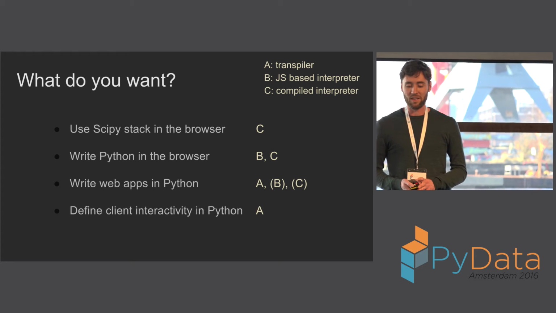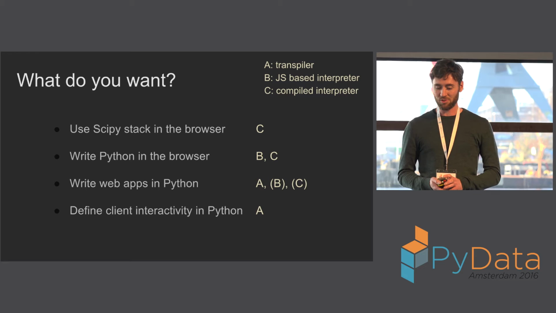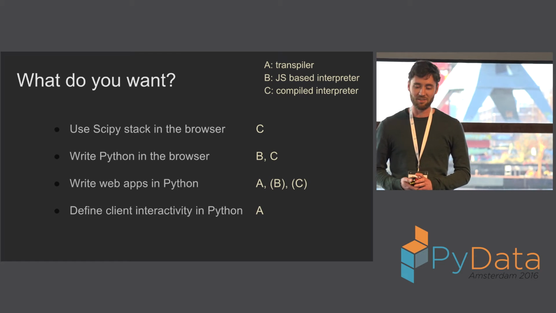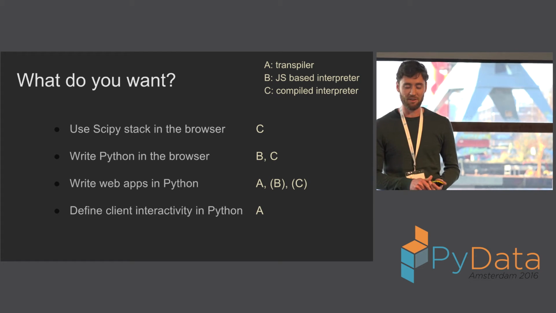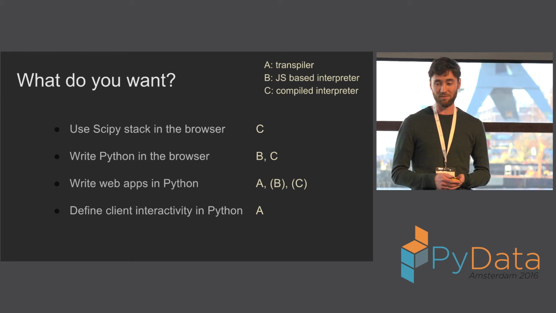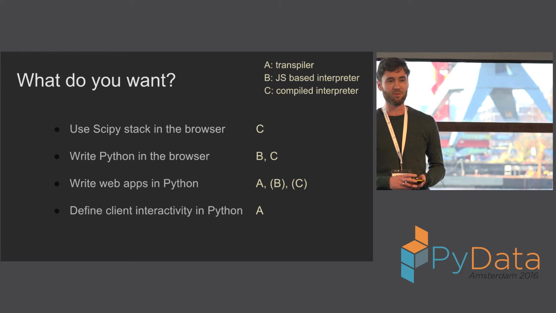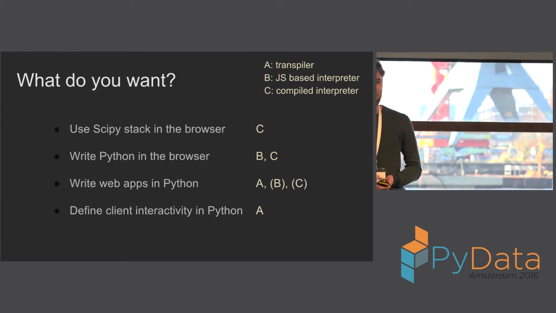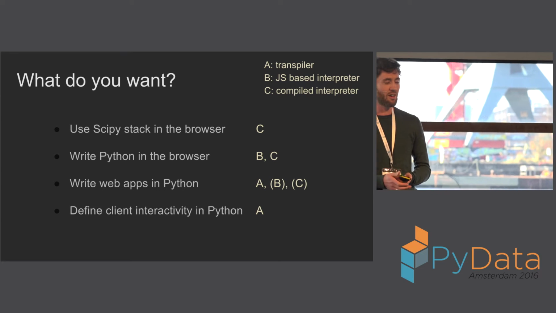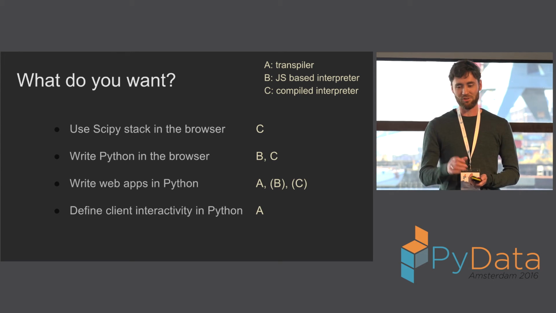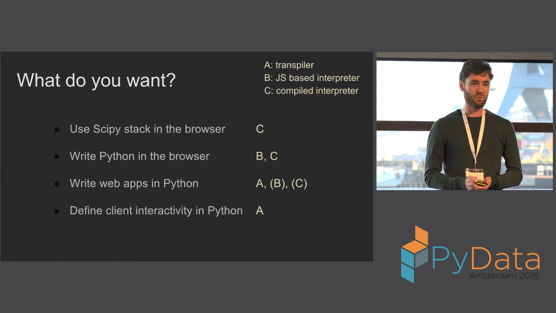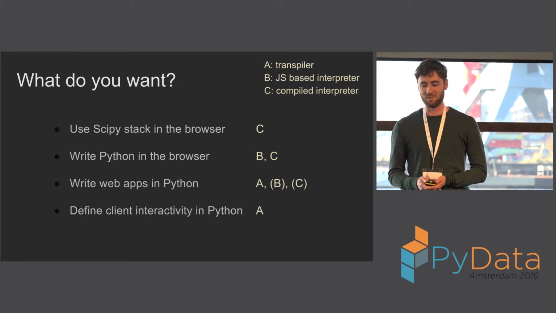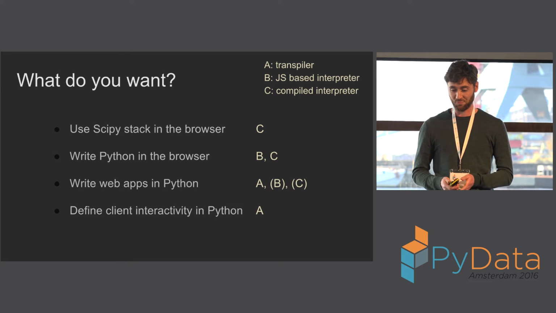And then there is another use case where you want to define client-side interactivity in Python. For instance, you've done some analysis on some data, and you're exporting that to a visualization using some sliders, and you want to define what happens when the user manipulates a slider. I will demonstrate some of that later on, and that is something I think that transpiler-based approaches would be very good at.